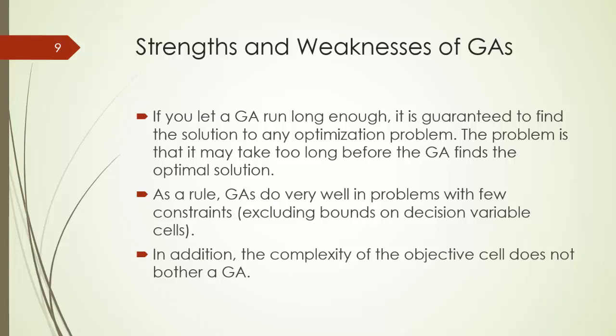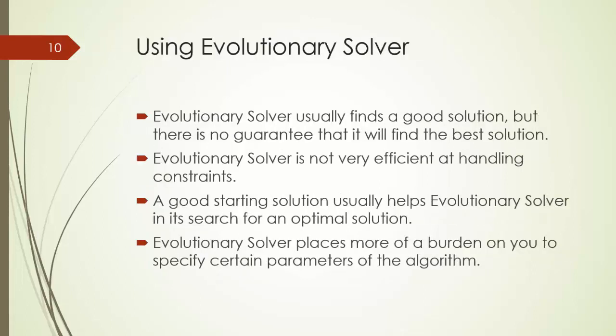As a rule, GAs do very well in problems with few constraints, excluding bounds on decision variables. In addition, the complexity of the objective does not bother a GA. For example, a GA can easily handle MIN, MAX, IF, and ABS functions in Excel models. This is the key advantage of GAs. On the other hand, GAs do not usually perform very well on problems that have many constraints. For example, simplex LP solver has no difficulty with multiple constraint linear models, but GAs perform much more slowly on those problems.